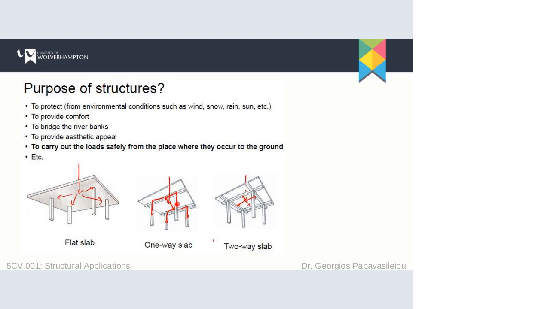Here you can see some different methods that we can use in order to construct pretty much the same thing. Here, for example, we have a flat slab, and you can see with the red arrows how the loads are transferred from the slab to the columns and then from the columns to the ground. Here we have a one-way slab, so loads are transferred in one direction. Here we have a two-way slab, so loads can be transferred in two directions. So you can see that we have a lot of different methods in order to achieve the same goal. Of course, each method is more cost efficient under different circumstances, which means that one of the tasks of a civil engineer is to know how to select the most cost efficient method and, of course, design it appropriately.